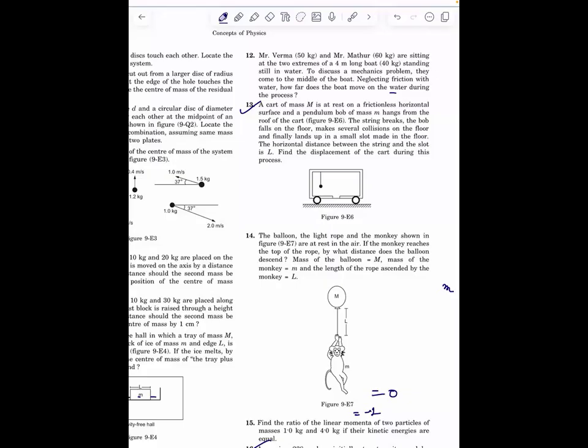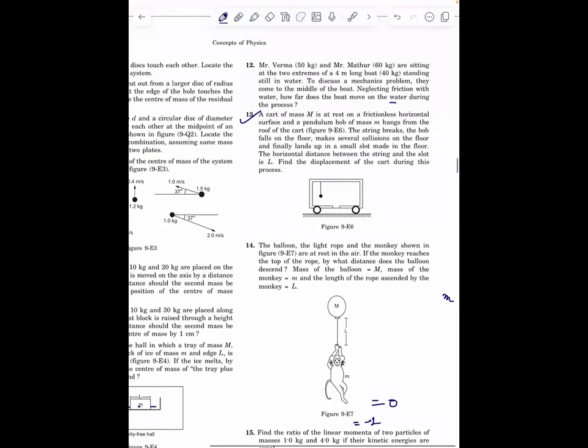Sir, ml by m plus n. Very good. See guys, this is the same question again. Let us say this breaks, and this will move towards the right. And as it is moving towards the right, the cart will move towards the left. So the horizontal distance between the string and the slot is given. This distance is L.